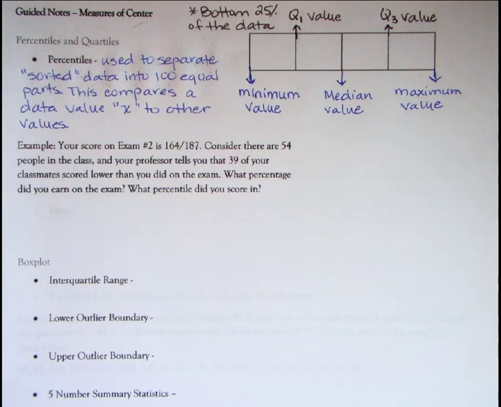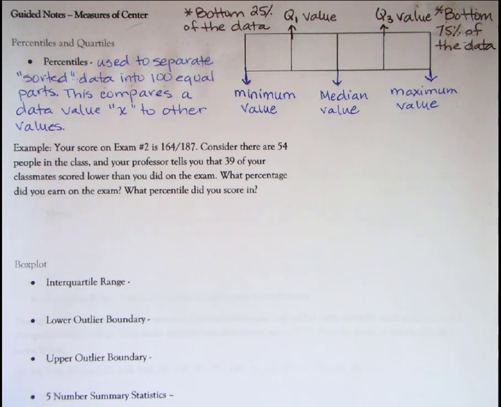If I look at the upper half of my data set, the Q sub 3 value now cuts that in half. We say that the third quartile represents the bottom 75% of the data because 75% of the data falls below this value. You can also say that the Q sub 3 represents the top 25% of the data, depending on where you start looking at.